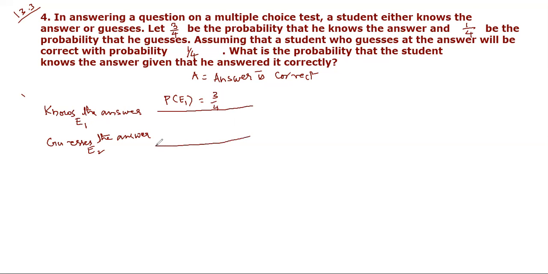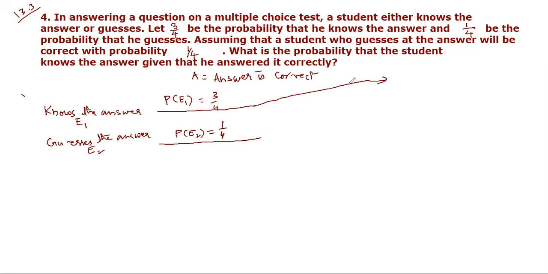Okay. And he guesses the answer is E2, 1 by 4. Now, assume that a student who guesses at the answer will be correct with the probability 1 by 4. To be correct, he either knows the answer and ticks the correct answer.